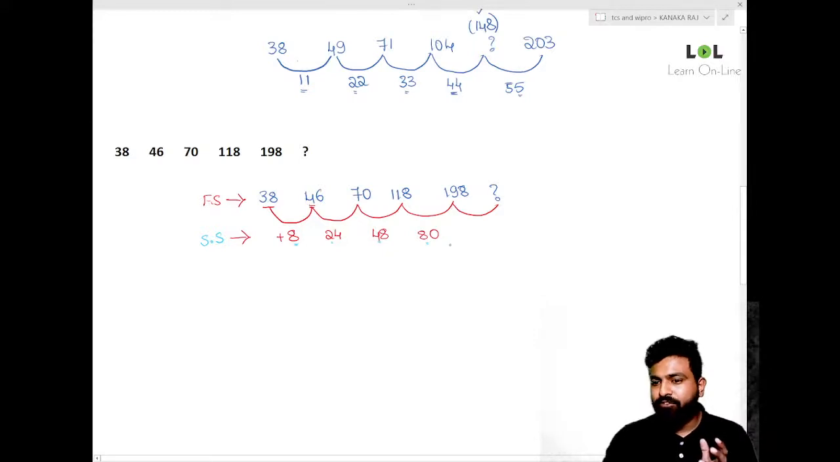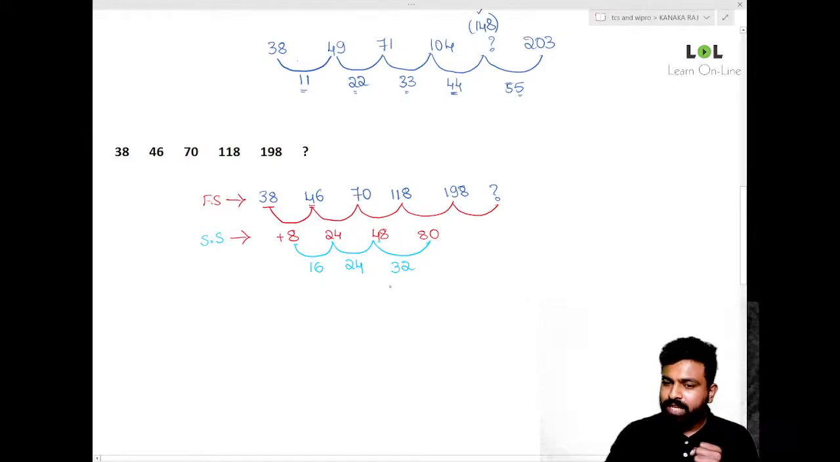Since it is a difference series, I'll start taking the difference here. What is the difference between 8 and 24? The difference here is 16. What about 24 and 48? The difference here is 24. 48 and 80, what is the difference? 48 plus 2 gives you 50, plus 30 gives you 80. Till here you might have understood. What you might not have understood is how I wrote 40 over here.